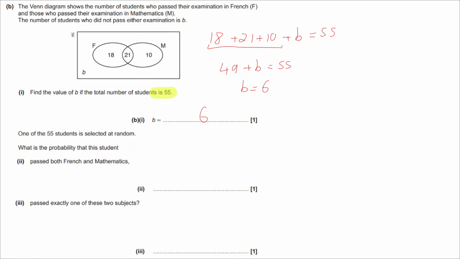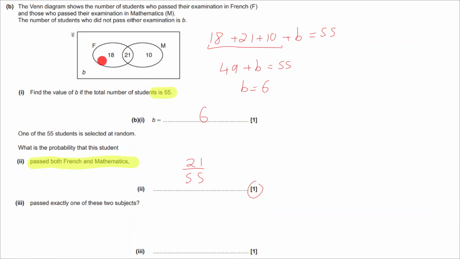One of the 55 students is selected at random. What is the probability that the student passed both French and mathematics? So that's looking at the both bit in the middle. Out of the whole total, it's going to be 21 over the total, which is 55, and that's simply your answer.